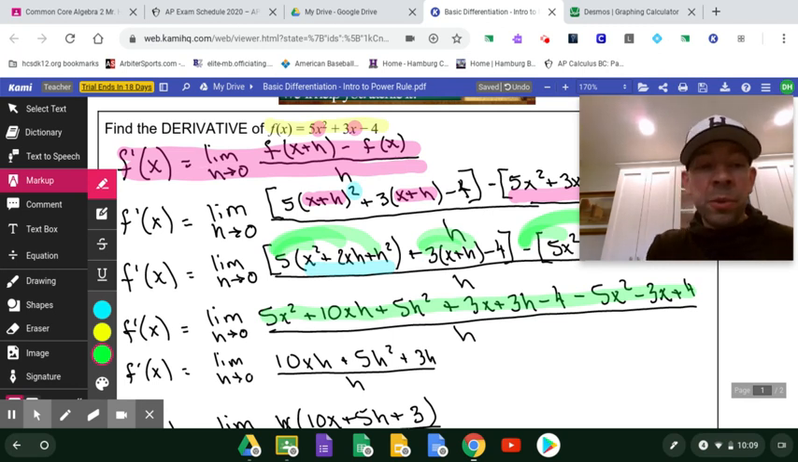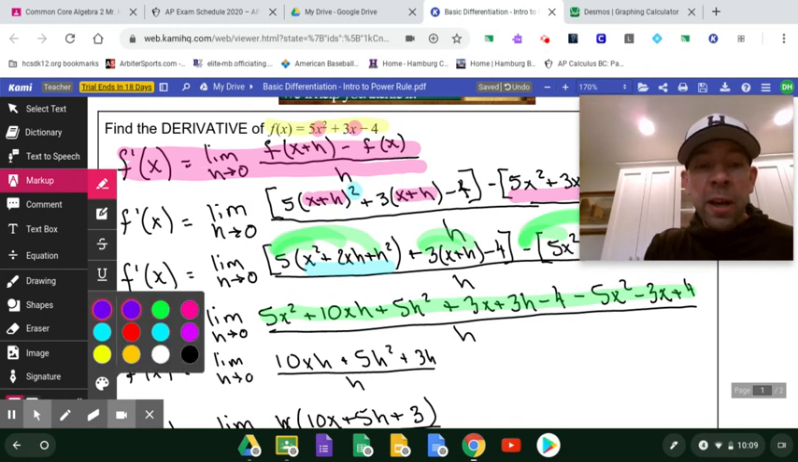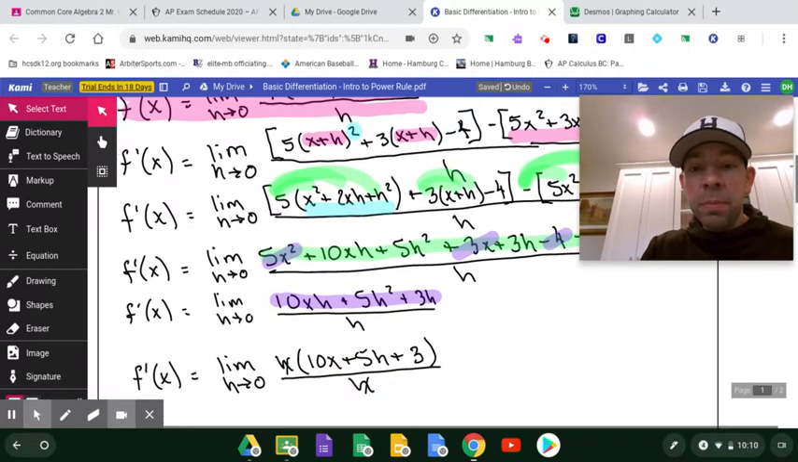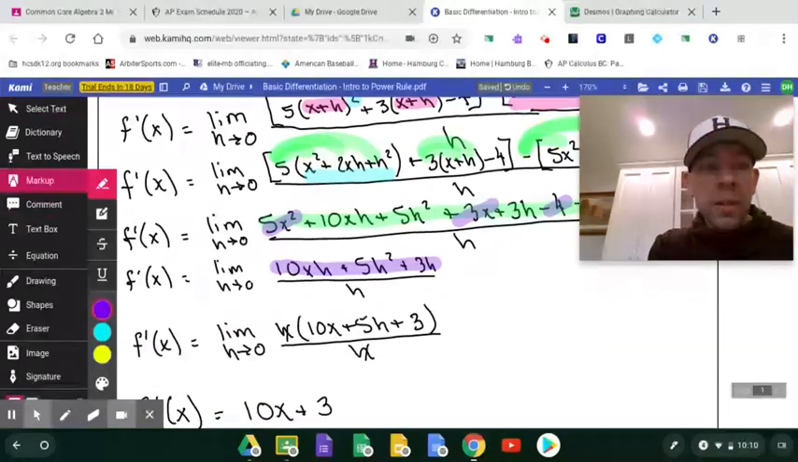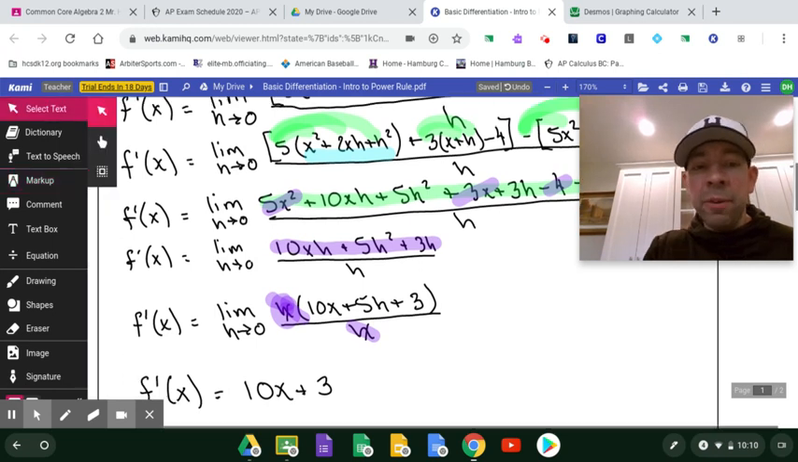We started canceling some terms here. This 5x squared canceled with this negative 5x squared. 3x cancels with negative 3x, negative 4 with 4. And as that dust settles, I'm just left with this 10xh plus 5h squared plus 3h. What I did from there was I took out a GCF of h. So here's my little GCF, which then canceled with this h on the bottom. And once you cancel those h's, that's your green light to go ahead and evaluate that limit.